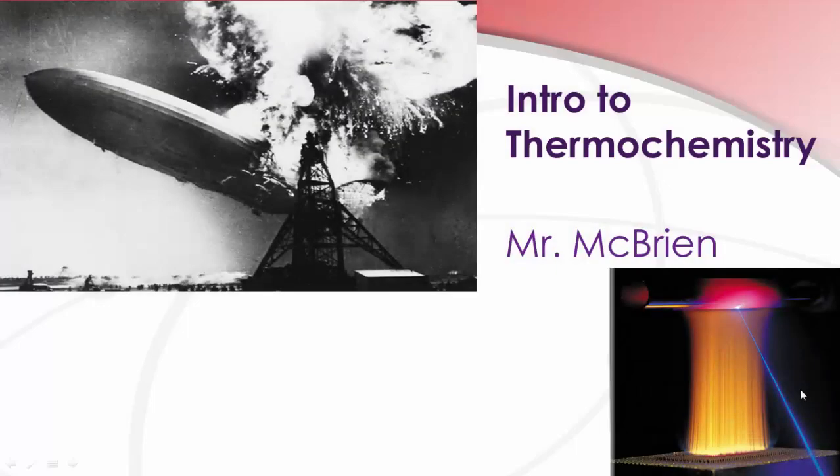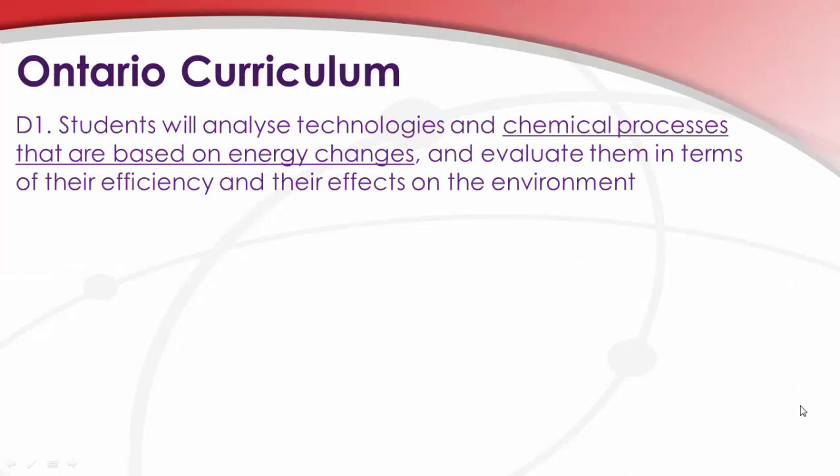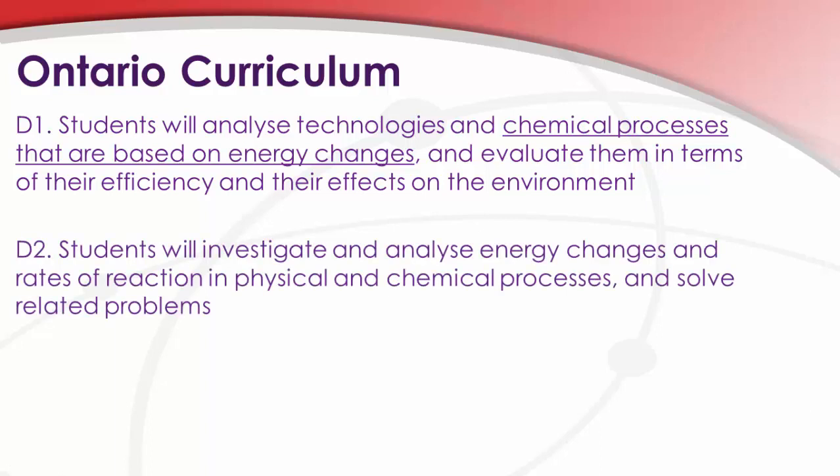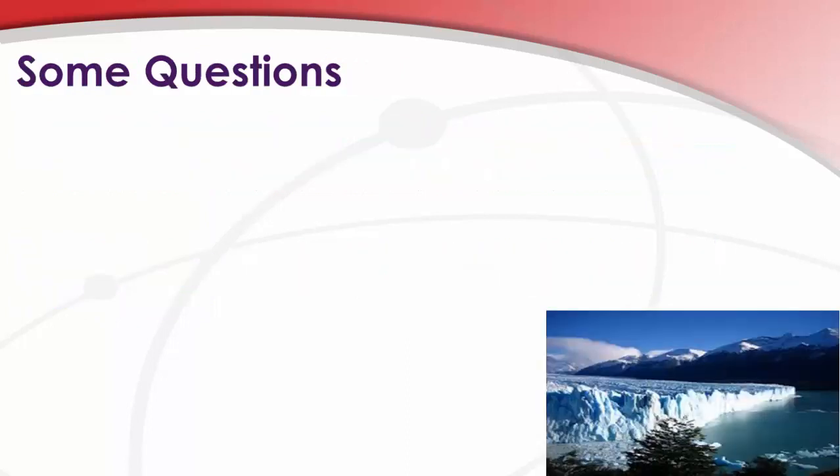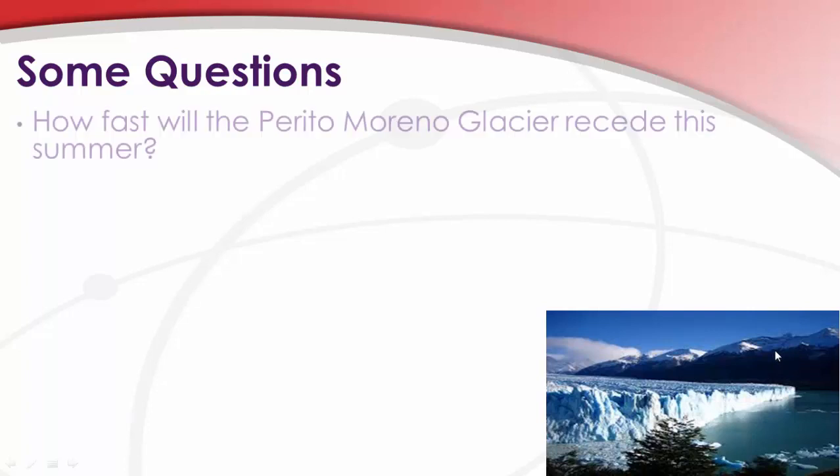Mr. McBrien. This is SCH4U, Introduction to Thermochemistry. The Ontario curriculum would like for us to be able to talk about chemical processes based on energy changes, and to essentially be able to discuss them in terms of efficiency, in terms of their significance around physical and chemical implications. So let's talk about a few examples of where thermochemistry can give us insights.